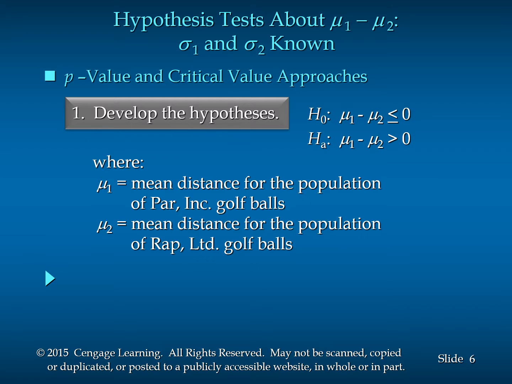In this case, we are trying to prove that the mean of population 1 is greater than the mean of population 2. We'll restate that as mu1 minus mu2 is greater than 0. Because this is what we're trying to prove, we'll call that the alternative hypothesis, as in the research approach. Therefore, the null hypothesis is the opposite of that.